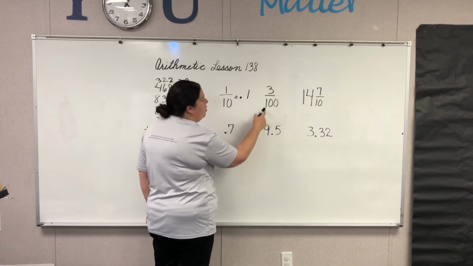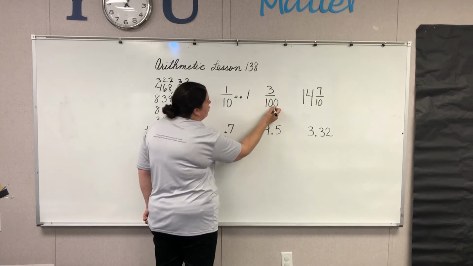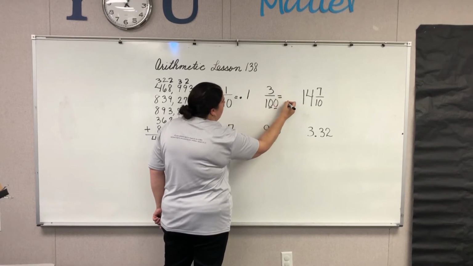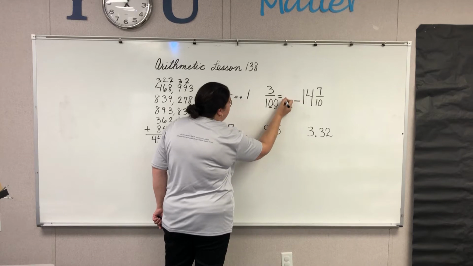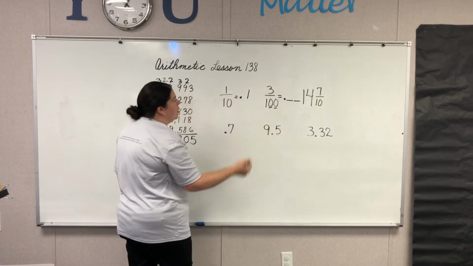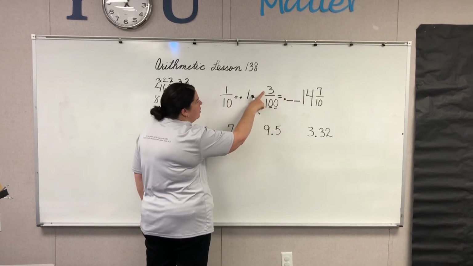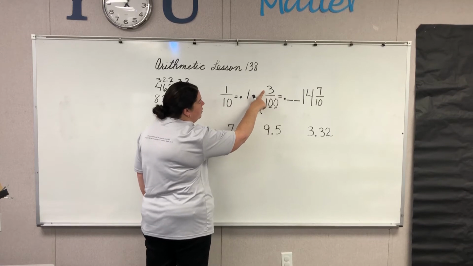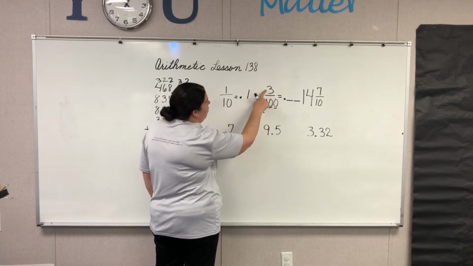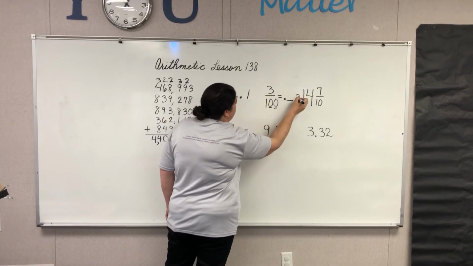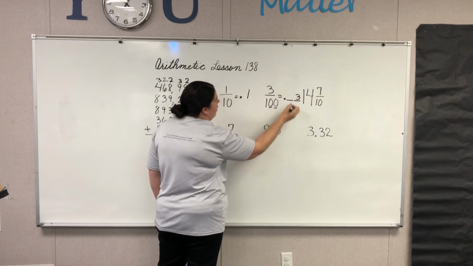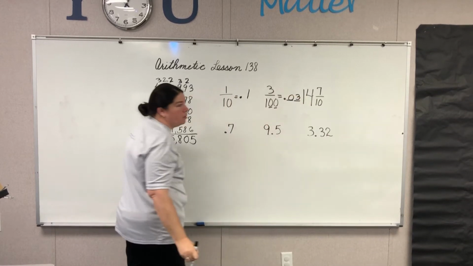Here we have 3/100. Again, there are 2 zeros, making 2 place values after the decimal, but we only have 1 digit on top of the fraction. Therefore, that 1 digit needs to go in the last place value, and we add our spacer 0.